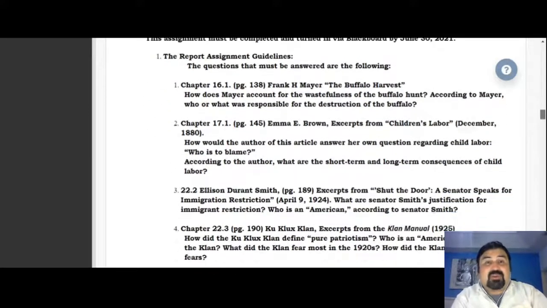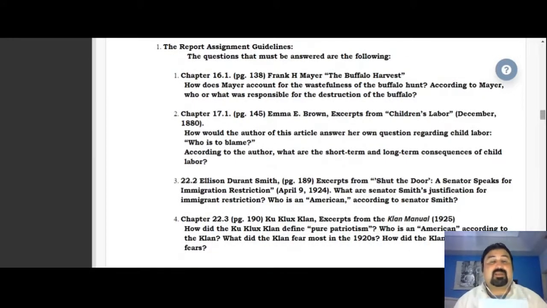The guidelines are all there. It tells you which document it is. It tells you the page number. It tells you the title of the document, and it gives you the questions one by one. Chapter 16.1, page 138. It tells you the document written by Frank Mayer, the Buffalo Harvest, chapter number 2, and so on and so forth, one by one until you reach the 10th document. So again, it's a very simple assignment. You only need one source, and the guidelines are very straightforward. There's no way you can be lost in this assignment.